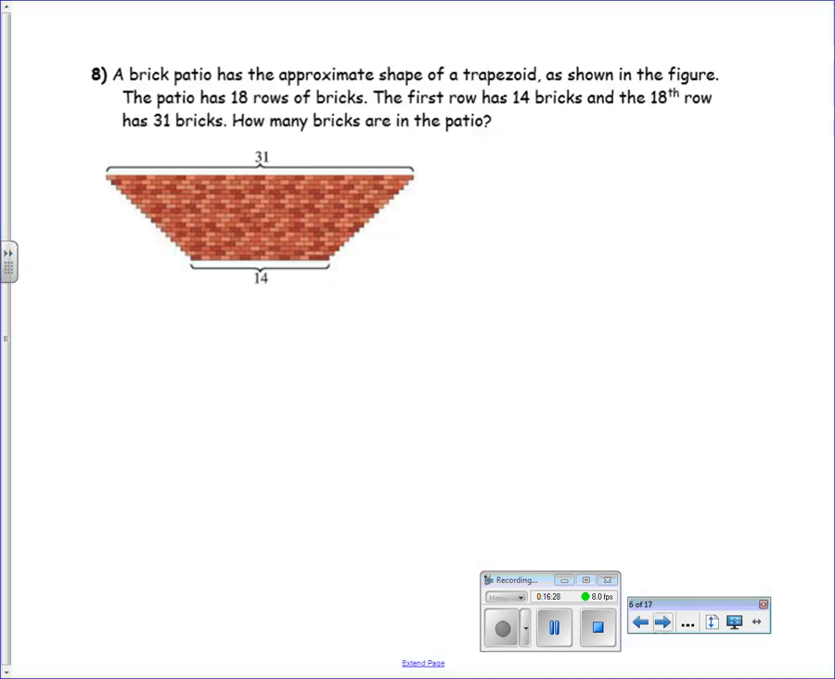Okay, last one we're going to take a look at is, let's say we have a brick patio that has the shape of a trapezoid. And so the patio is going to have 18 rows of bricks. The first row is going to have 14 bricks, and then the 18th row is going to have 31 bricks. So how many bricks are in the patio?